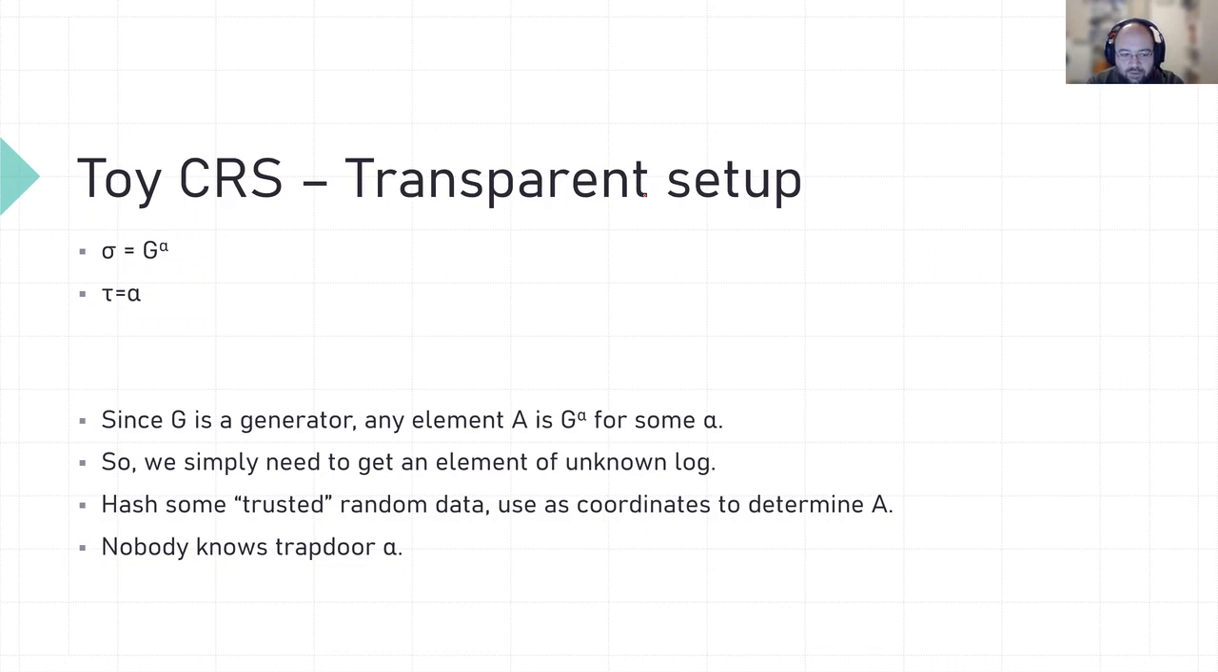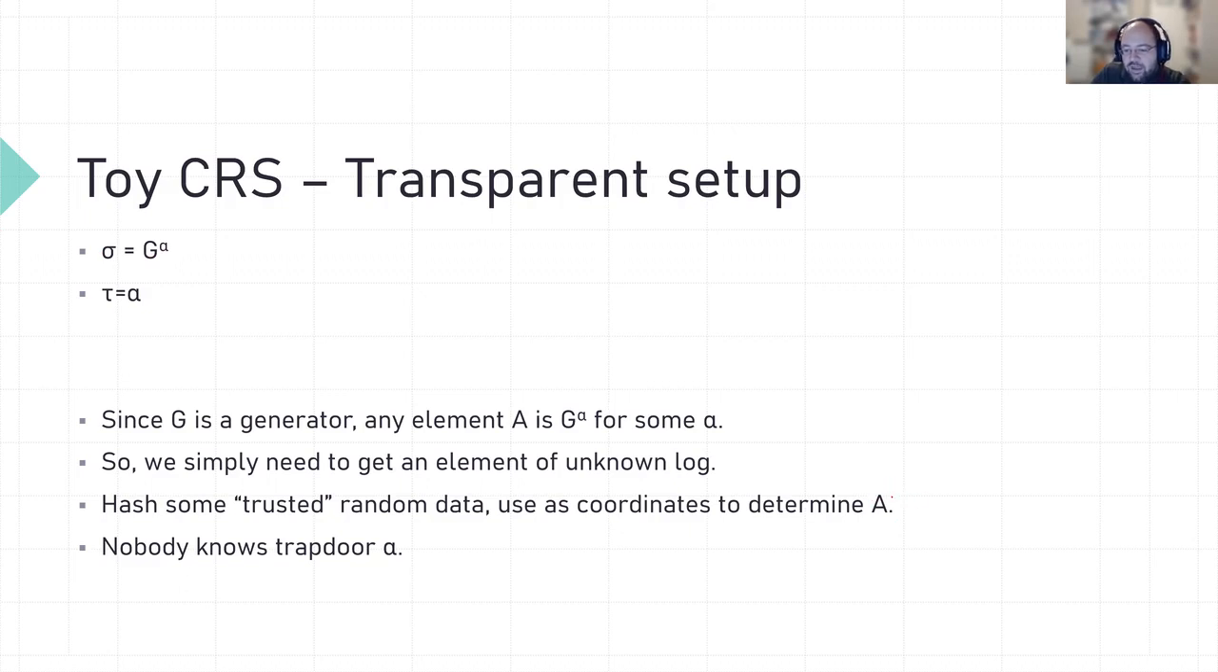So what we can try and do is get some random looking data that is above suspicion. And that could be stock market closing prices, newspaper headlines, various temperature readings around the world, and hash them to get essentially some coordinates. And by those coordinates, we can determine an element in the group, let's say capital A.